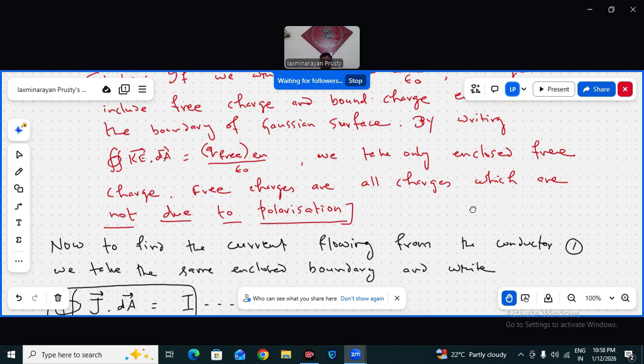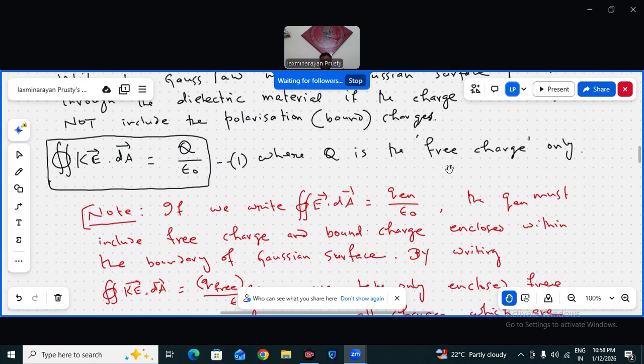Now to find the current flowing, so this equation I wrote, integral of K E dot dA equals capital Q, which is the free charge only, by epsilon 0. Capital Q we have given to conductor 1, and minus Q I have given to conductor 2. A battery must have given it actually. I don't have any capability to pick up charge and place it there. I must have used a battery to do my job.